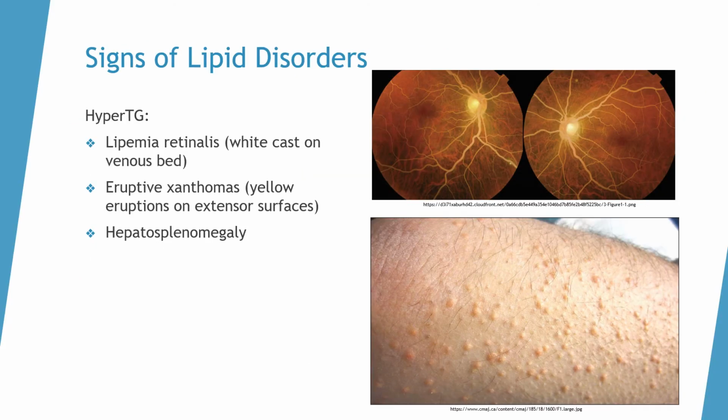For hypertriglyceridemia, you might notice on the patient the lipemia retinalis in the retina upon a fundus exam. Eruptive xanthomas are yellow eruptions on extensor surfaces, so on the backside of the joint, not the side that folds, but the side that extends. And hepatosplenomegaly can be noted as well.